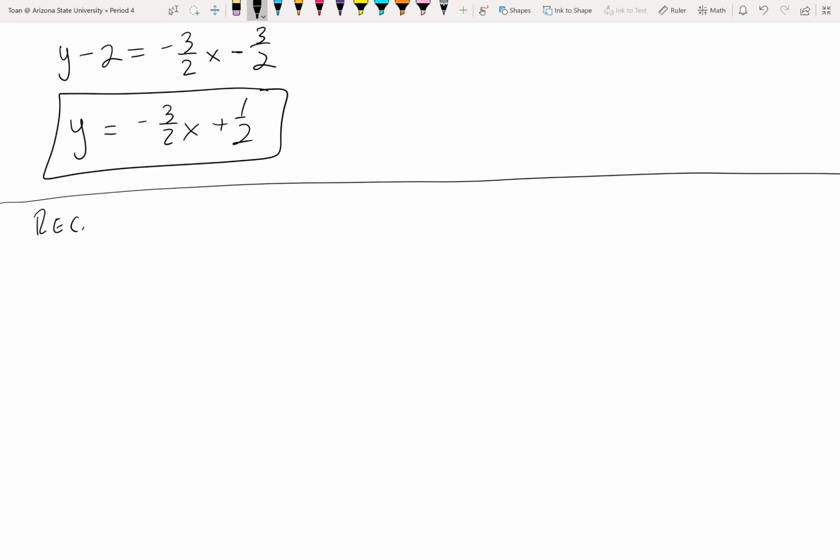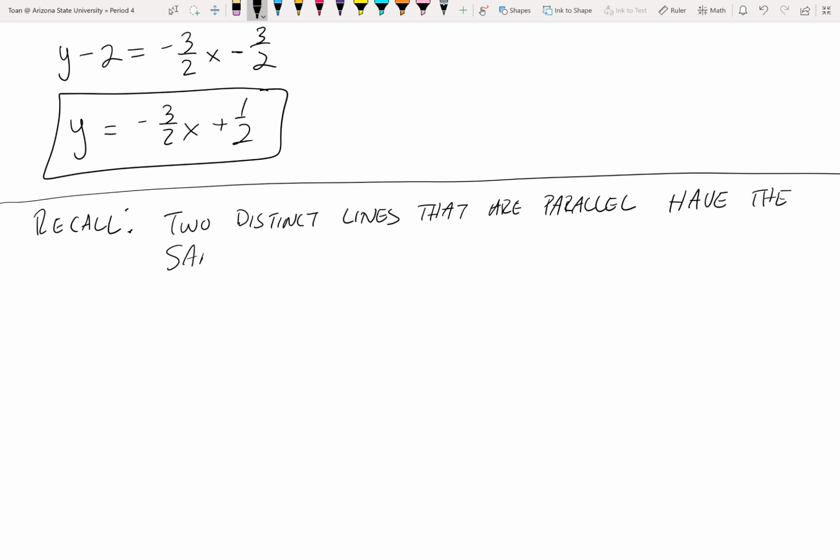So some more prerequisite things that we need to know. Recollection, recall. And this is actually a geometry thing. Two distinct lines that are parallel have the same slope. And what I want us to make is a mental connection: anytime I think of parallel, I think of same slope. Parallel means same slope. Okay.